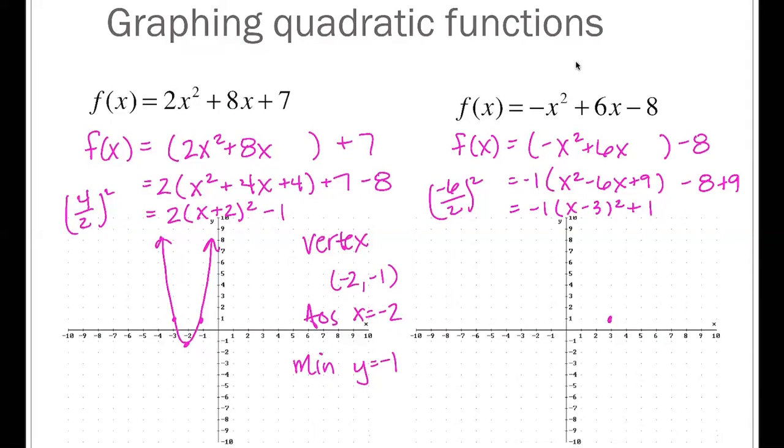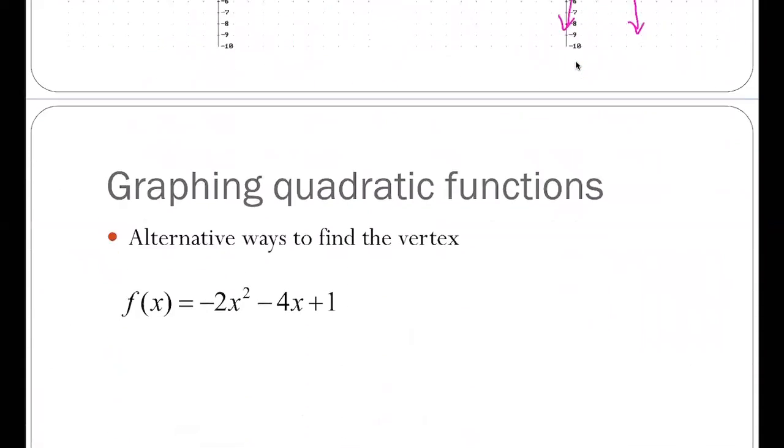Now, it is a reflection, so this one will be opening down, and it does not have a stretch or a compression. So I would have something that would look like this. So in this case, this one would have a maximum value at y equals 1. It has a vertex of 3, 1, an a value of negative 1, which does mean it's opening down. And so that's what you would need if you were graphing those quadratic functions.